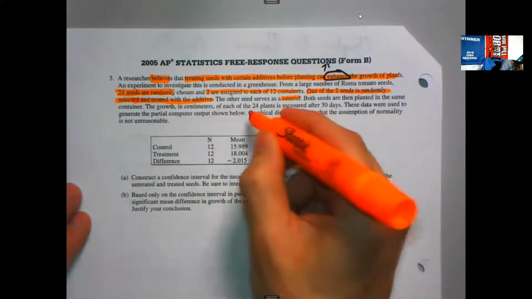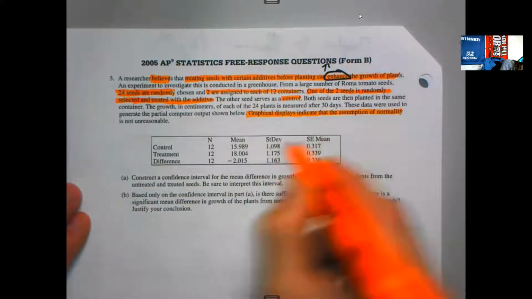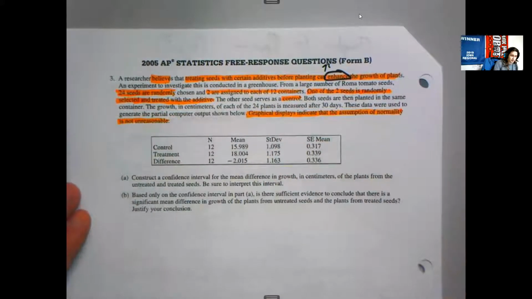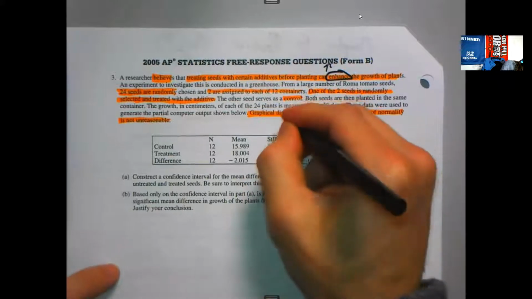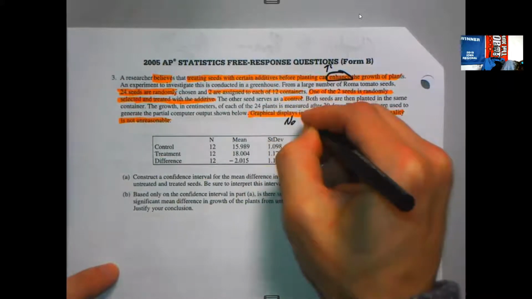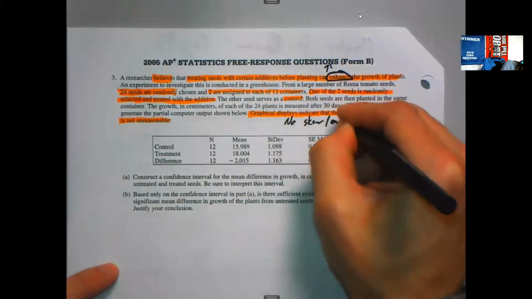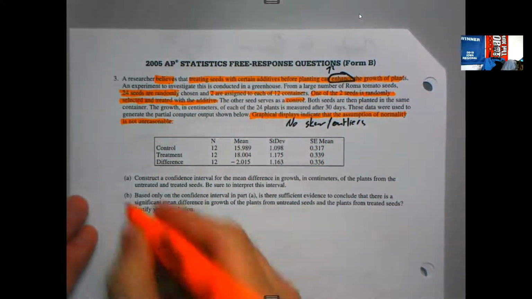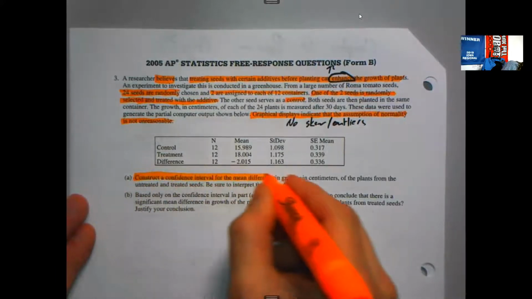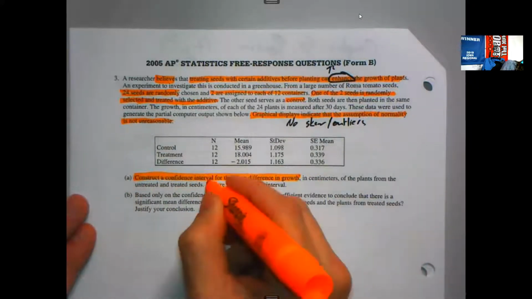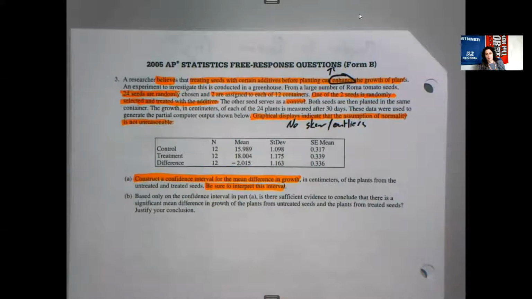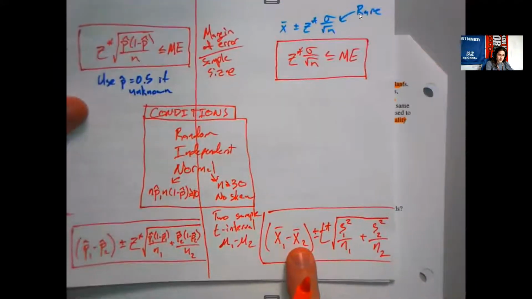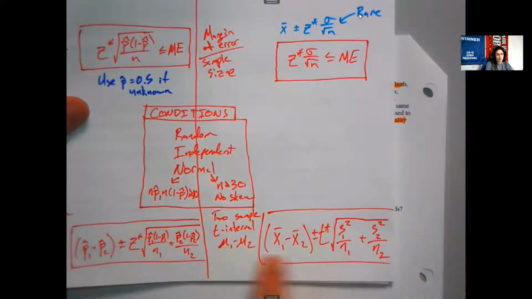Okay, graphical data displays indicate the assumption of normality is not unreasonable. What does that mean? There's no skew or outliers present. We can get away with the normality condition. Okay, construct a confidence interval for the mean difference in growth and be sure to interpret this interval. Okay, it's a confidence interval for means. The mean difference in growth, mu1 minus mu2. You have to say, okay, 2 sample t interval, mu1 minus mu2.